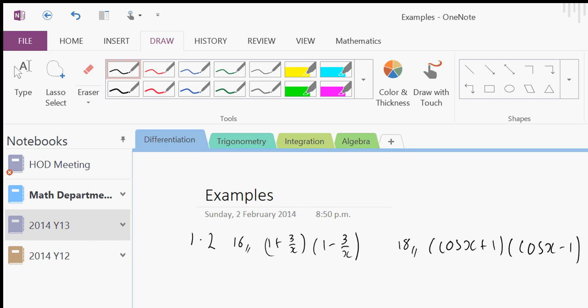Right, this is just a quick video going through some of the homework that we did. Starting off with exercise 1.2 question number 16. This is a straightforward difference of two squares.